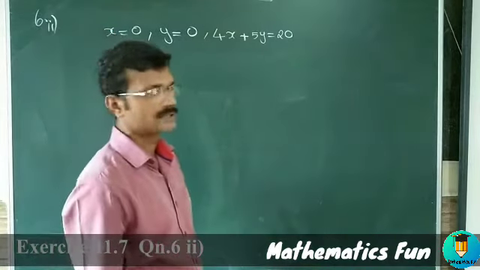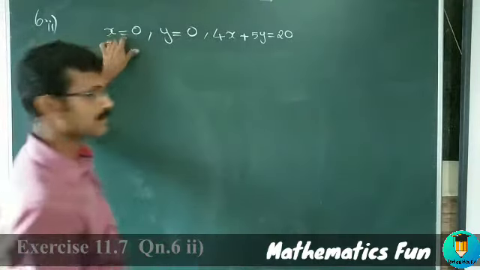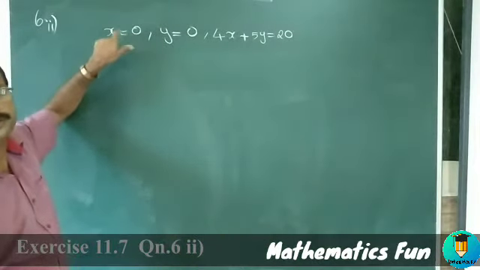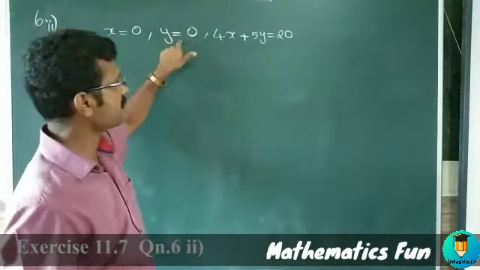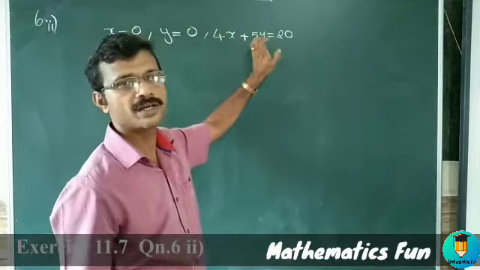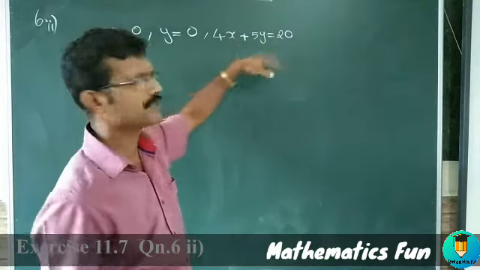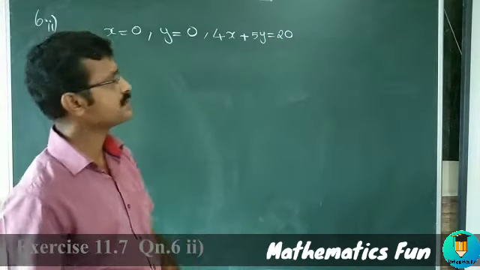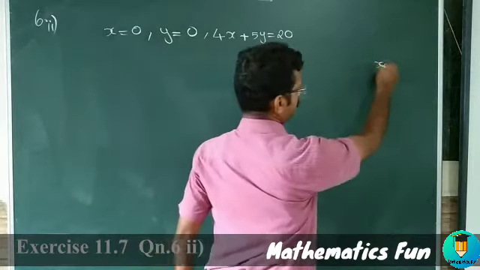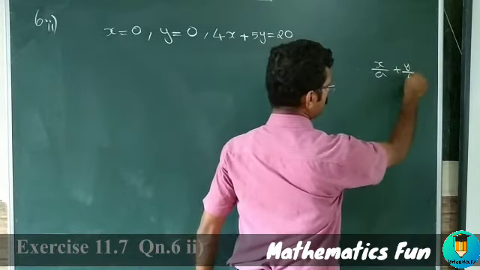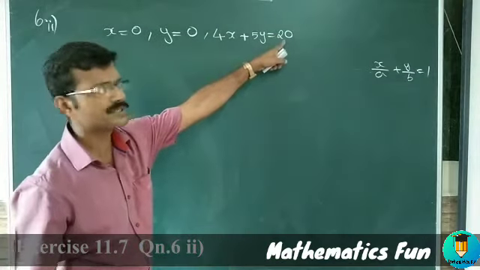So for that, first of all, when you fix up all these lines, x is equal to 0 means, you know in coordinate geometry, x is equal to 0 stands for the y-axis, y is equal to 0 stands for the x-axis, and only this line we have to fix up. This line can also be fixed up properly if you convert it into intercept form. It is easy to convert. What is the intercept form? x by a plus y by b is equal to 1.